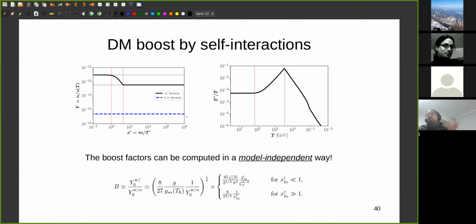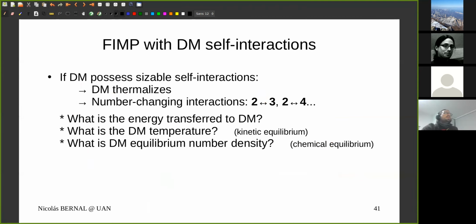Okay, and you can compute this boost in a model independent way. The details maybe I don't want to discuss here. So, making a recap: if dark matter possesses sizable self-interaction, there are two effects. Dark matter could thermalize with itself, meaning that it could reach kinetic equilibrium, but it could also reach chemical equilibrium if you can have number-changing interactions, like 2 to 3 or 2 to 4 interactions.